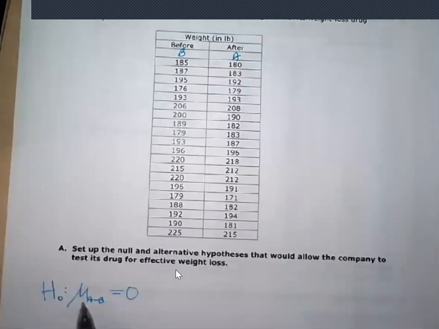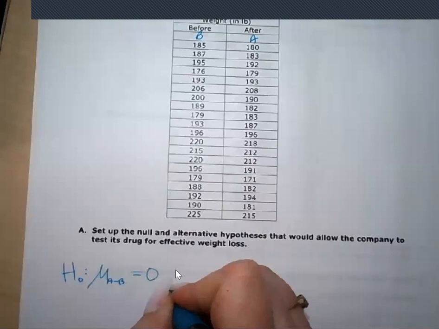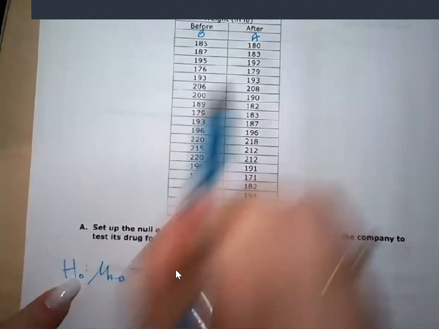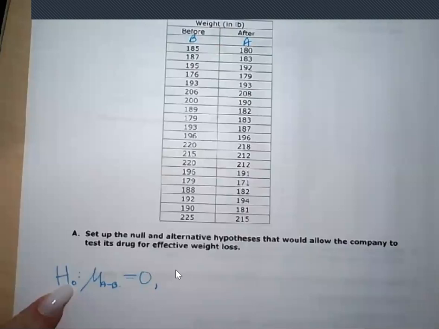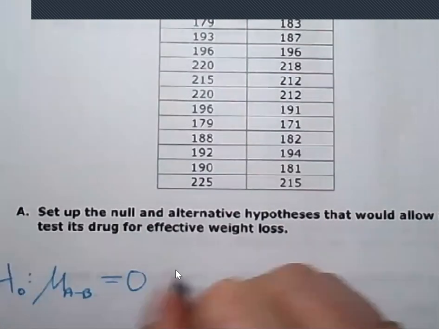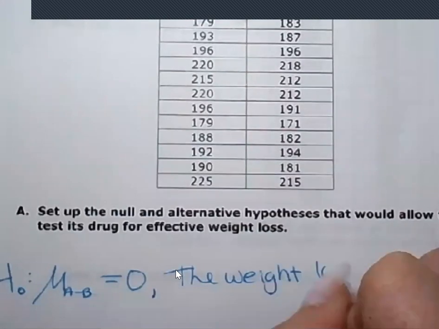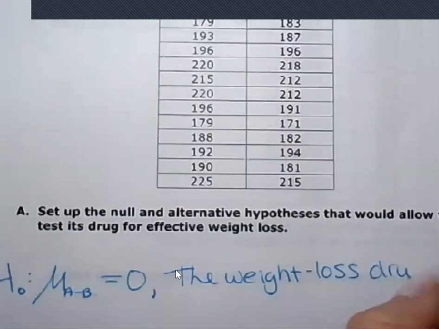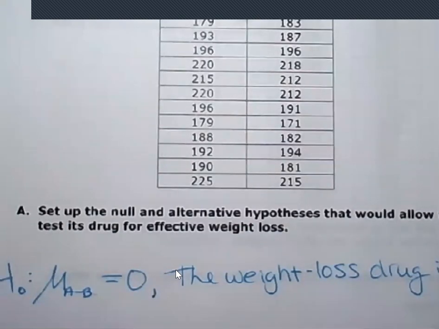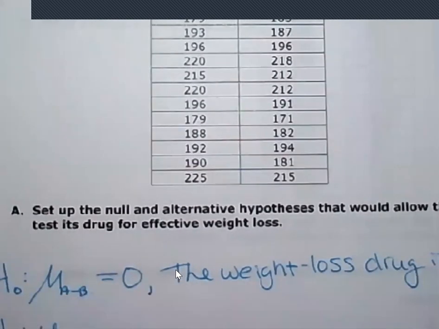Okay, so the mean of A minus B is equal to 0. In context, that means there's no difference after taking the weight loss drug. Or the weight loss drug makes no difference in weight loss. Or the weight loss drug is not effective for weight loss. Okay, and then our alternative hypothesis, what we are hoping for here is that it is effective.